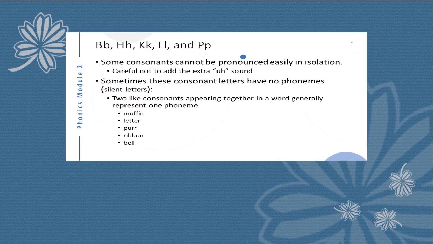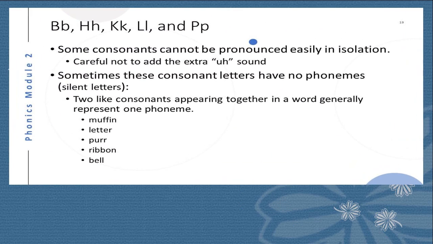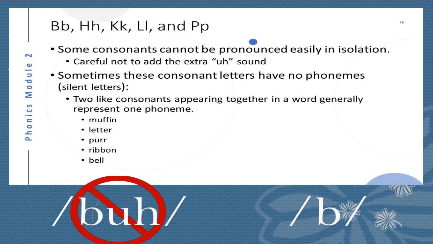Pronounce the phoneme for the letter B out loud. Do the phonemes sound like "buh" or "b"? It should have sounded like "b". Many consonant phonemes cannot be pronounced easily without adding a bit of the vowel sound, usually the schwa sound of "uh". Adding an "uh" when pronouncing the initial consonant sound will not help students to identify the consonant.